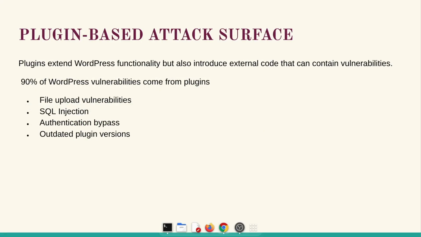Plugin-based attack surface. Plugins are third-party code added to extend functionality: contact forms, uploads, SEO, etc. But here's the problem: they are written by different developers, not always security tested, and often outdated. So every plugin adds new attack entry points. WordPress core is relatively secure; the risk comes from poorly coded, frequently abandoned, or widely used plugins.